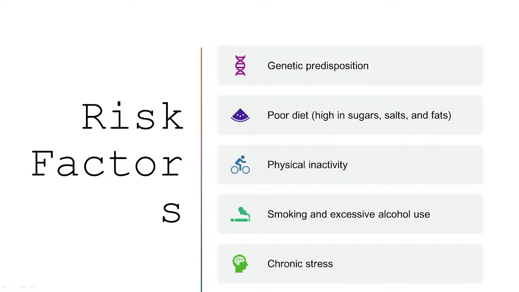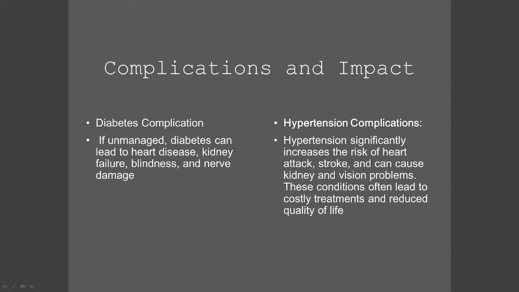Yes. All right. So complications and impact. With diabetes, if unmanaged, it can lead to heart disease, kidney failure, blindness, and nerve damage. Hypertension brings complications such as increased risk of heart attack and stroke, and can cause kidney and vision problems. These conditions often lead to costly treatments and reduced quality of life.